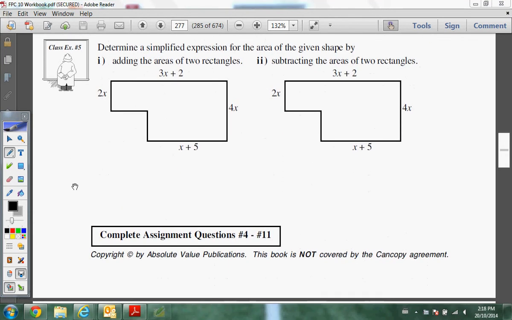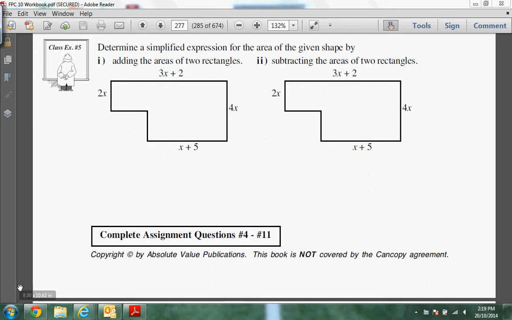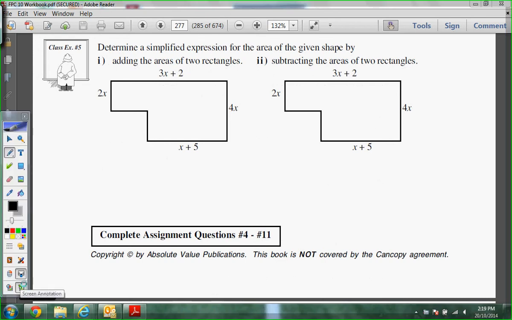Okay, determine the simplified expression for the area given the shape. So the best thing to do here is to section it into 2 rectangles. This way? Yeah. Sure. I think you probably could. Yeah, you probably could. Except for, well, yeah, you could. It'd be a little bit, what's that? No, because you still have to find this guy and this guy, so you still have to find 2.